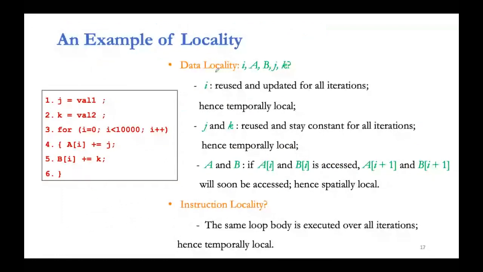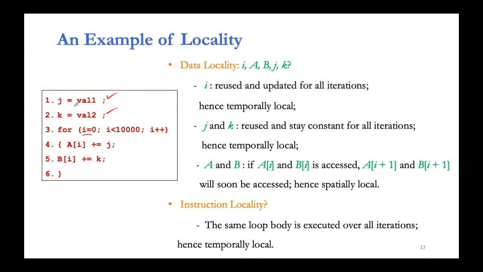So this is another example of locality. Consider this program. Two variables are declared and initialized here. After that, in this for loop, there is one variable i, and once it is initialized, it enters the loop body, and then it adds the value j into the element of your array a[i], and the b[i] element with your k.